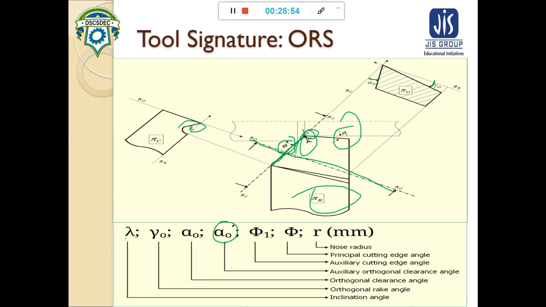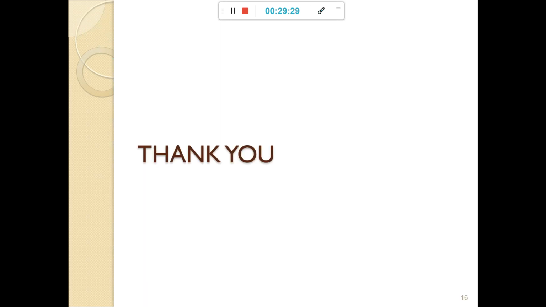First there will be the inclination angle, next the orthogonal rake angle, next the auxiliary orthogonal rake angle, next the orthogonal clearance angle, next the auxiliary orthogonal clearance angle, next the auxiliary cutting edge angle, next the side cutting edge angle, and R, the nose radius, which is in mm. So these are the tool signature.